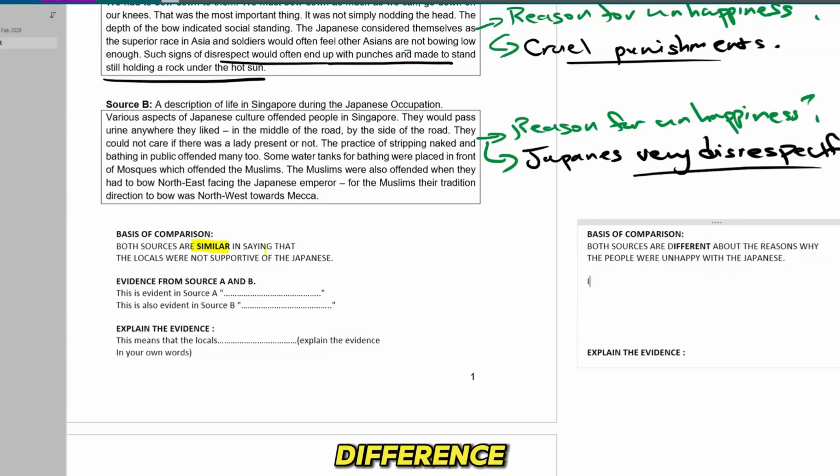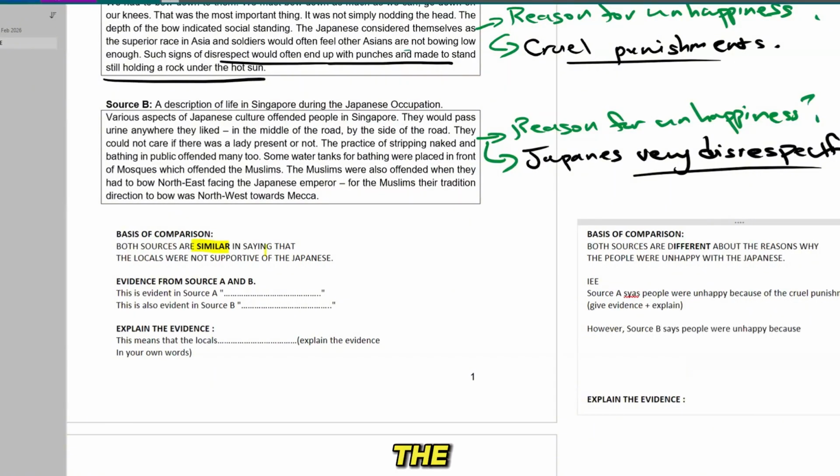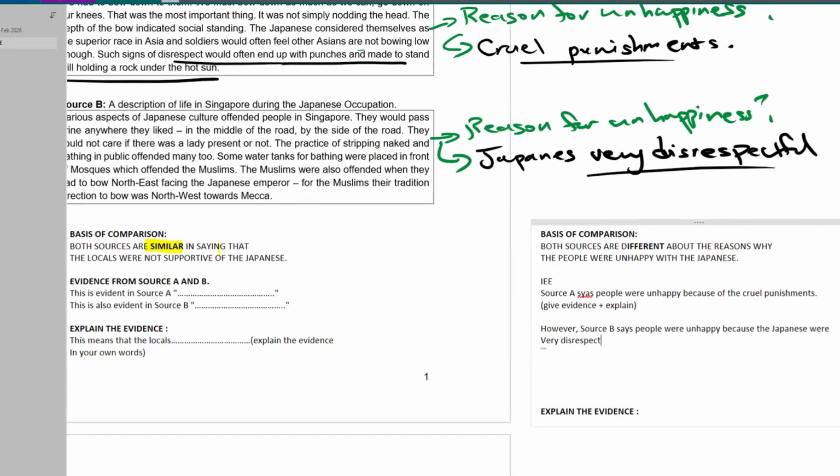IEE, remember IEE? Difference must do IEE. So source A says people were unhappy because of the cruel punishment. Then you give evidence plus explain. After that, you IE again. Source B, however, says people were unhappy because the Japanese were very disrespectful. Then you give evidence plus explain. No need to do this one because you already did the explanation for each source on top. Like that. All right, now students.